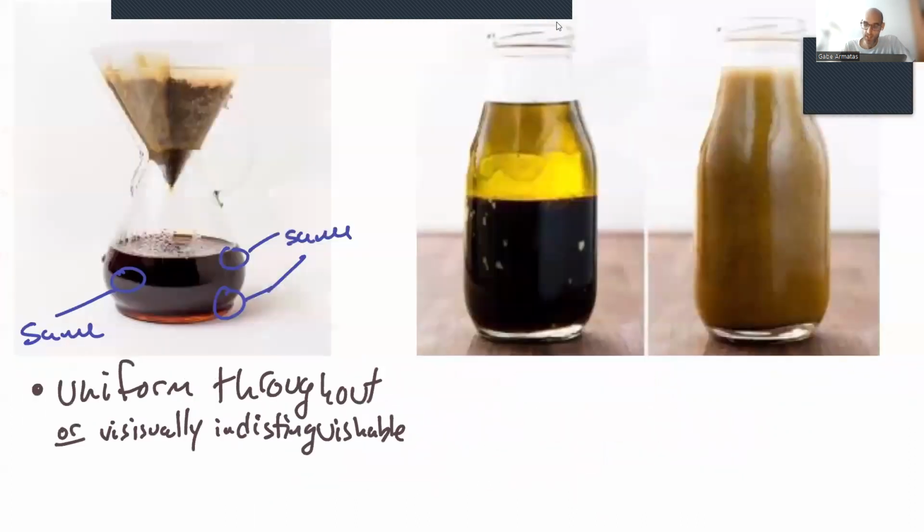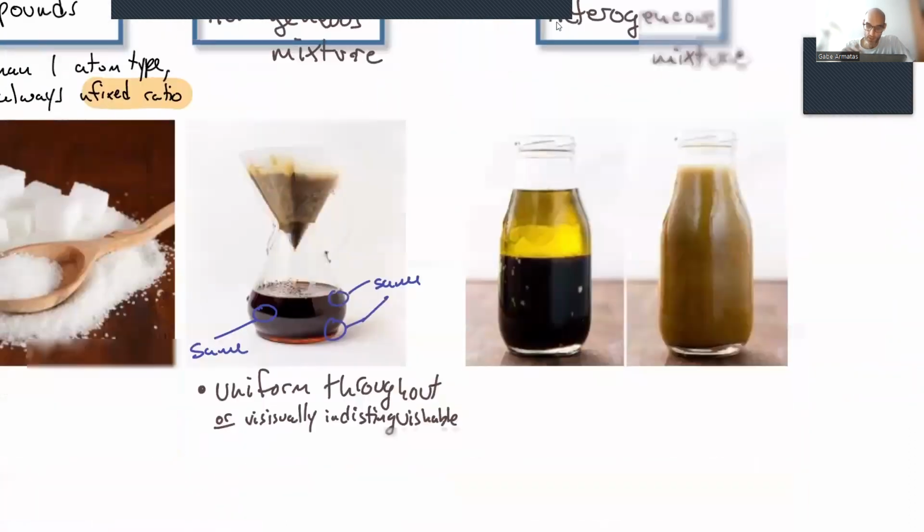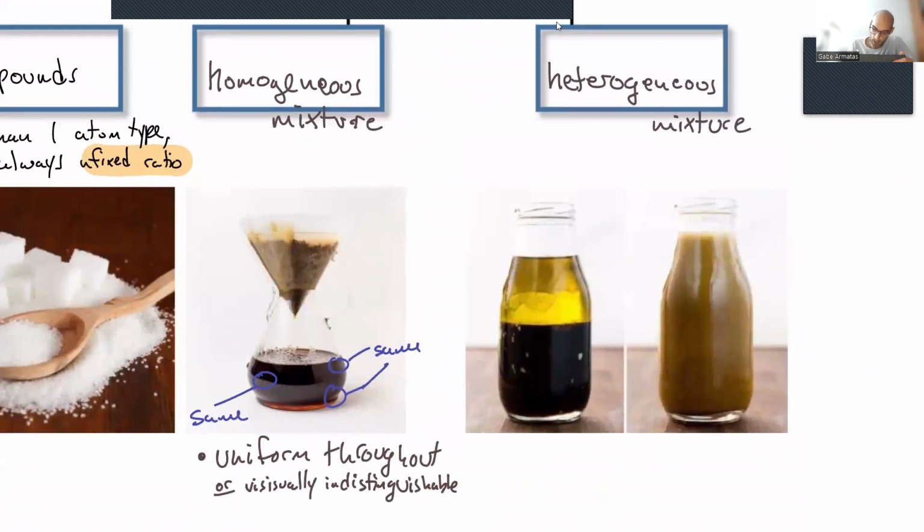But this here, this mixture of vinegar and oil, so oil on the top, vinegar on the bottom. This is a heterogeneous mixture. It's visually distinguishable, right? I have oil. If I took a sip from the bottom versus a sip from the top, I would get oil on the top and vinegar on the bottom.